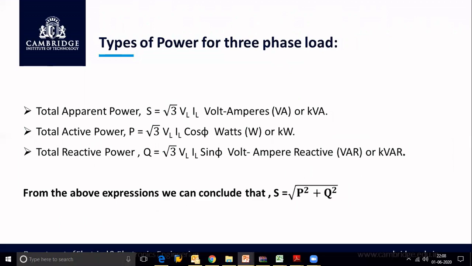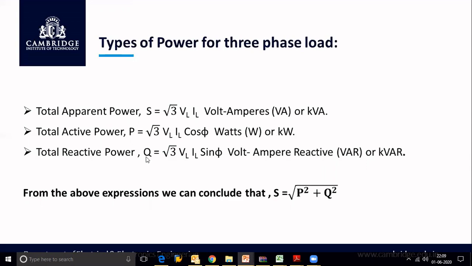Coming to the first, active power. Active power is denoted as capital P. It is known as real power or average power or useful power which is consumed in a circuit. It is represented by the expression P is equal to root 3 VL IL cos phi, and the unit is watts or kilowatts.